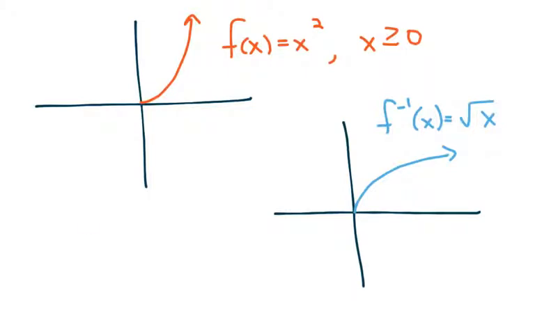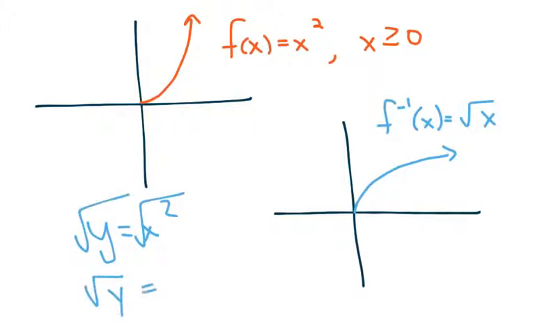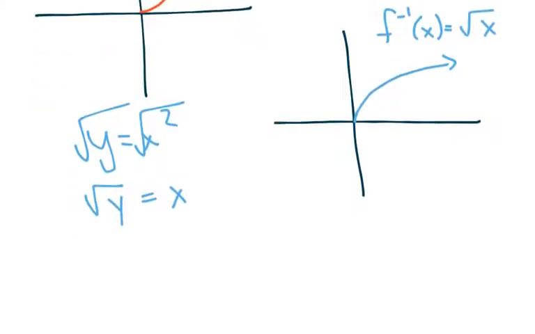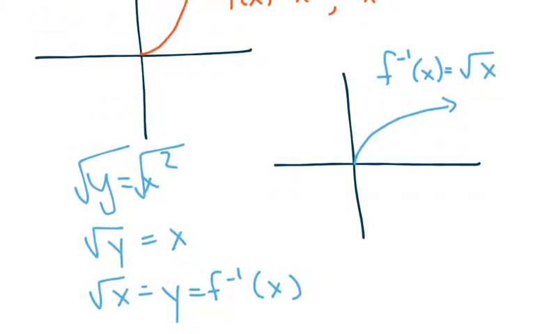So if we take the equation y equals x squared and we solve for x, we get the square root of y is equal to x, and then you flip your x and y, and you know that's the equation of the inverse. So our inverse, you'll notice, is now a function because the vertical line test holds true, doesn't it? It only hits one point on the graph.